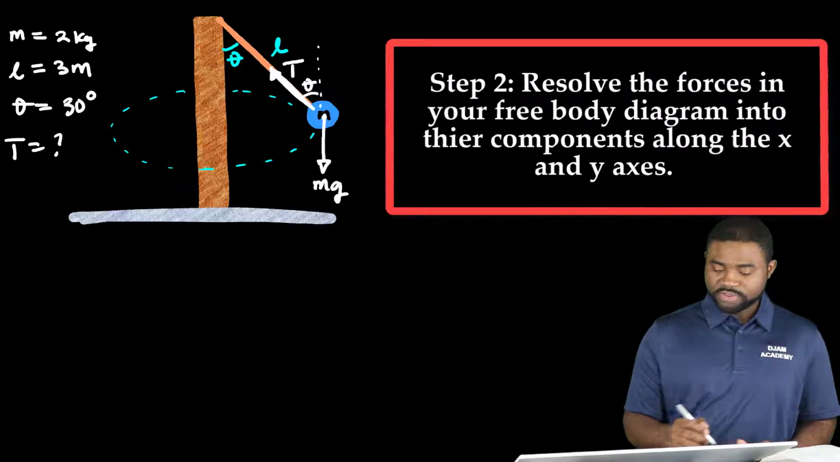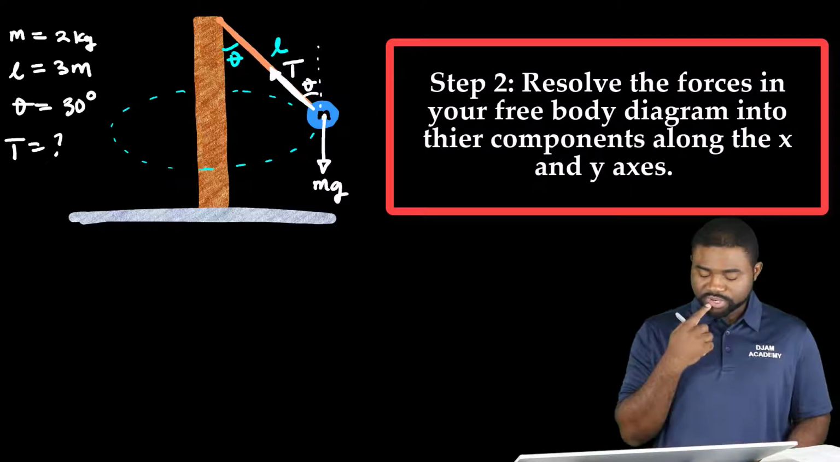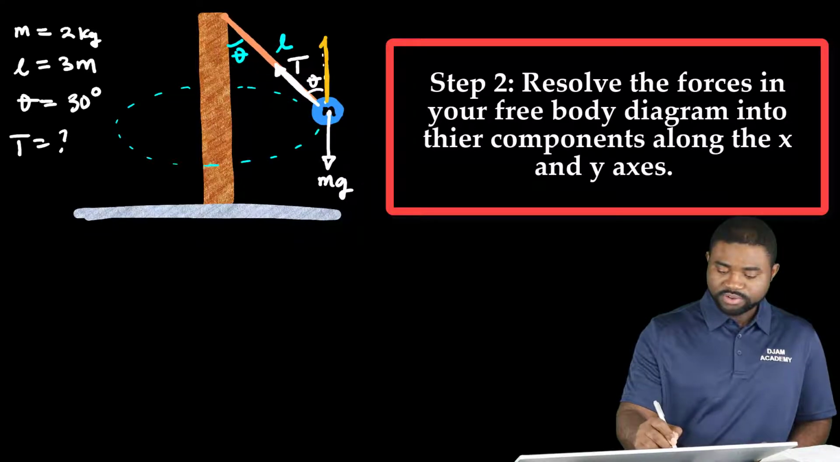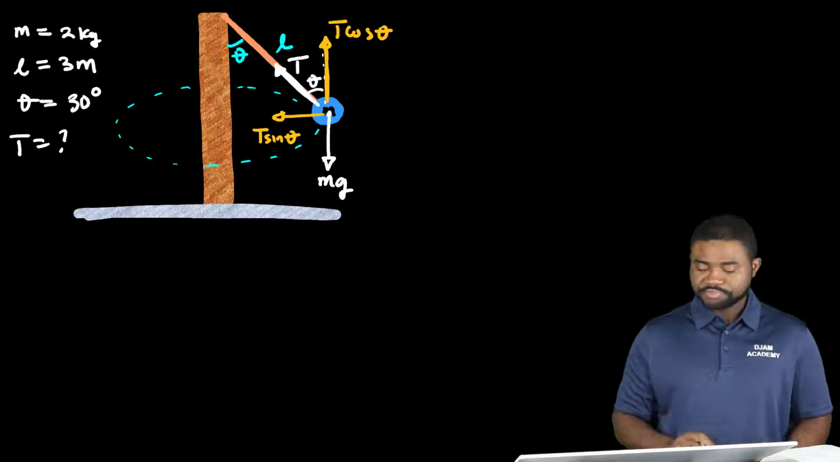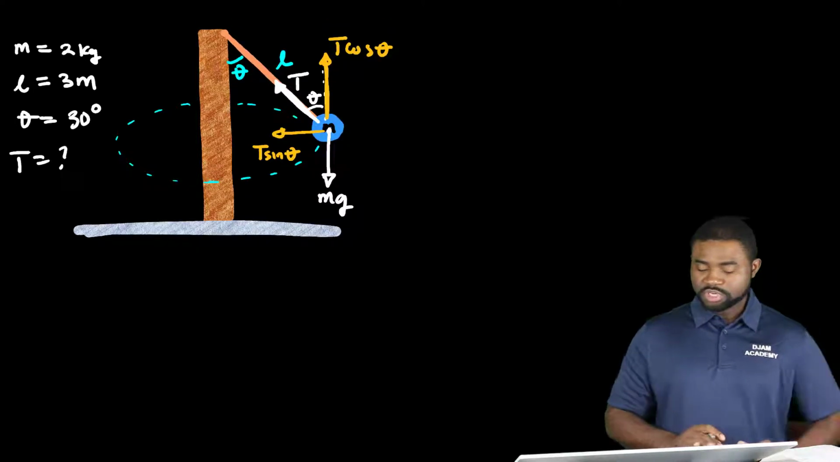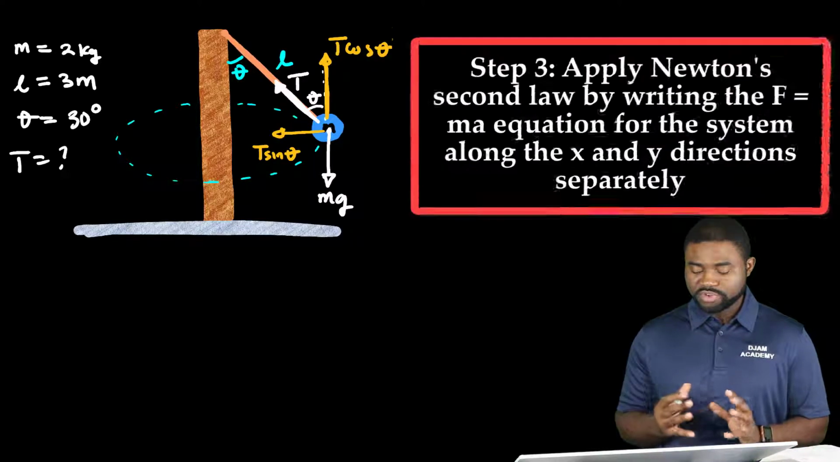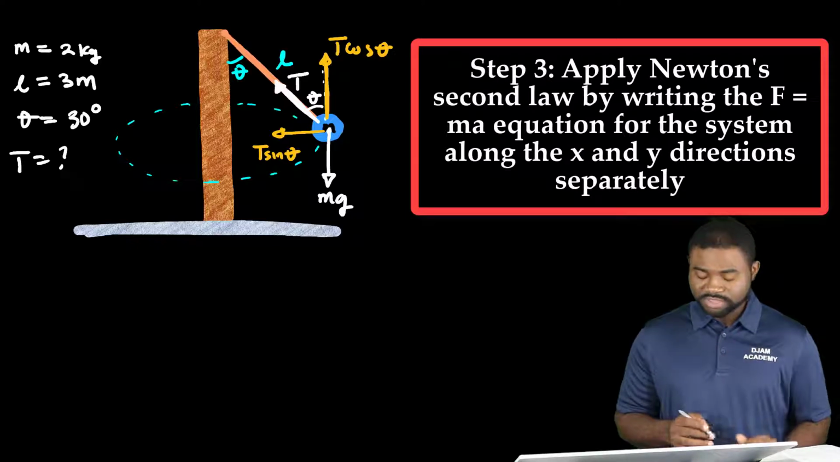So if we look at it carefully, we can resolve the tension in the string into two components. You have here, this will be T cosine theta, and this will be T sine theta. Now, this brings us to 2 points. One, we need to apply Newton's second law along the y direction and along the x direction.